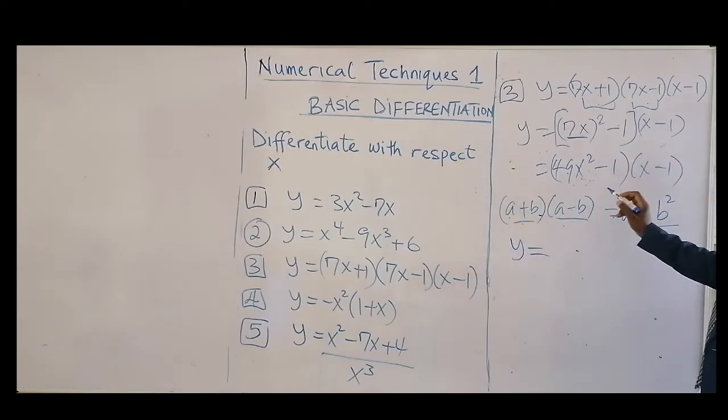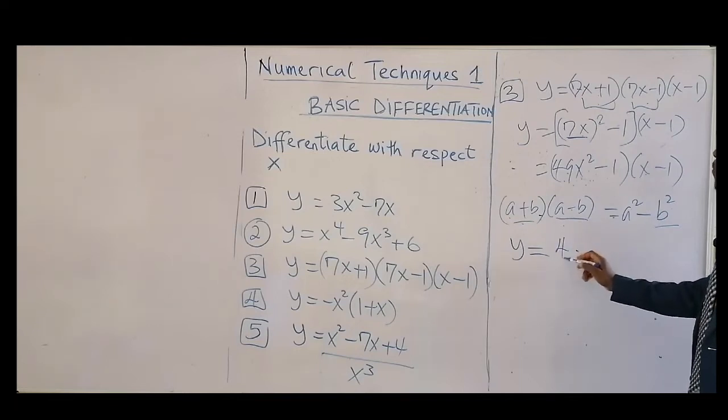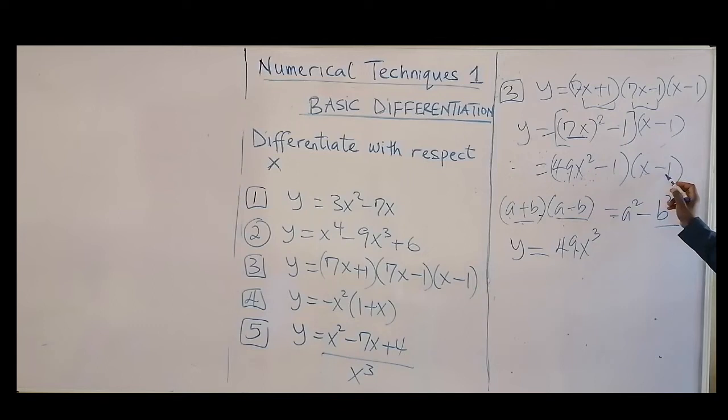So this is what we have now. Then we now have 49x squared times x. That's 49 times what? x cubed. 49x squared times minus 1, that's minus 49x squared. Okay? And then minus 1 times x.